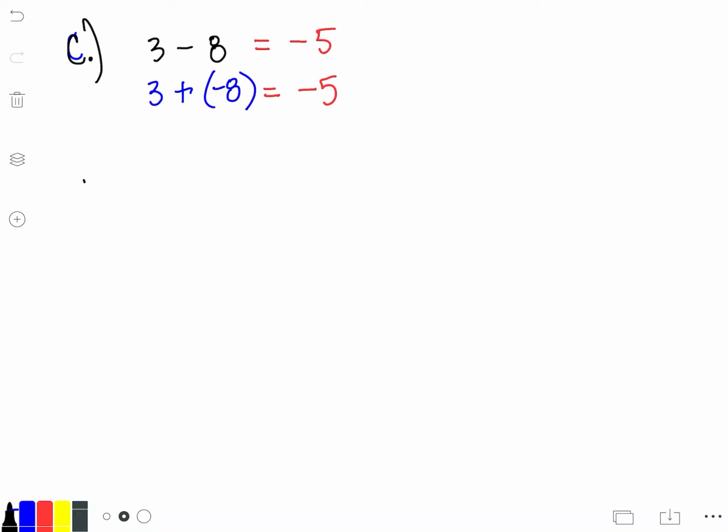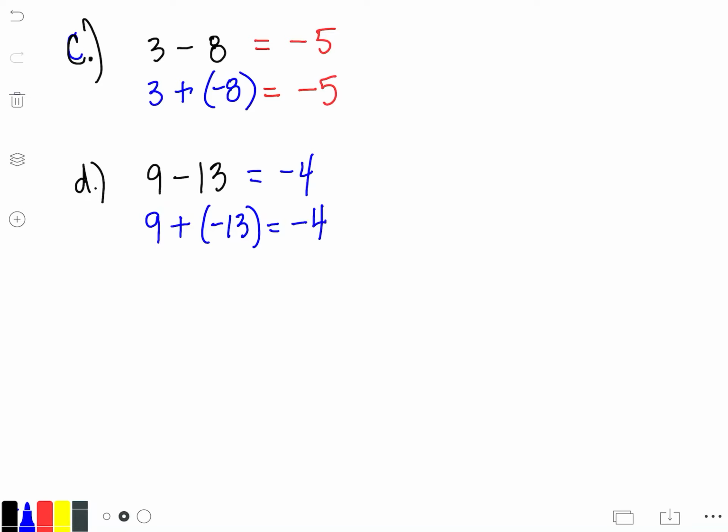Let's try another one. Let's say we have 9 minus 13. So this one's very similar to the last one. 9 minus 13. We want to keep, change subtraction to addition, and flip the sign of the second number. So this becomes a negative 13. Now we follow the rules for adding integers. Again, if the signs are different, we actually subtract. So 13 minus 9 is 4, but we keep the sign of the larger absolute value. And so in this case, it would be a negative. So we've got a negative 4 for our answer. And that would make 9 minus 13 a negative 4 as well.